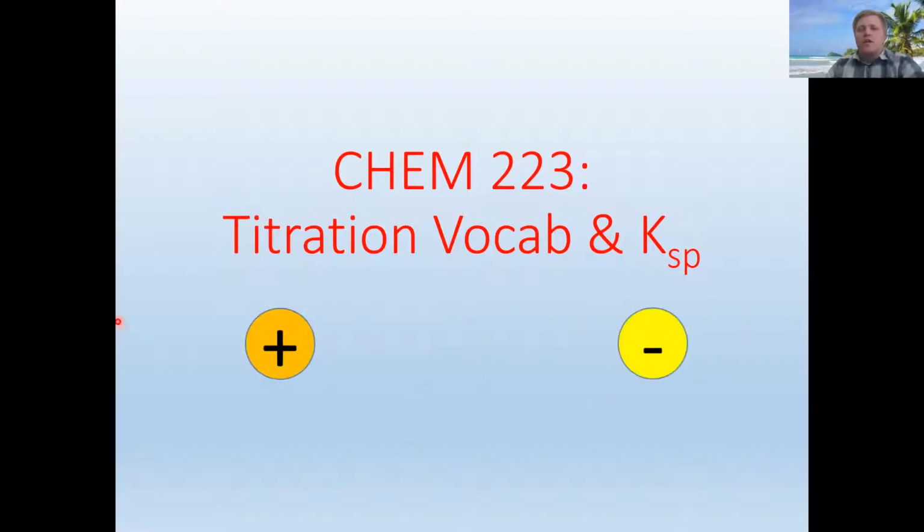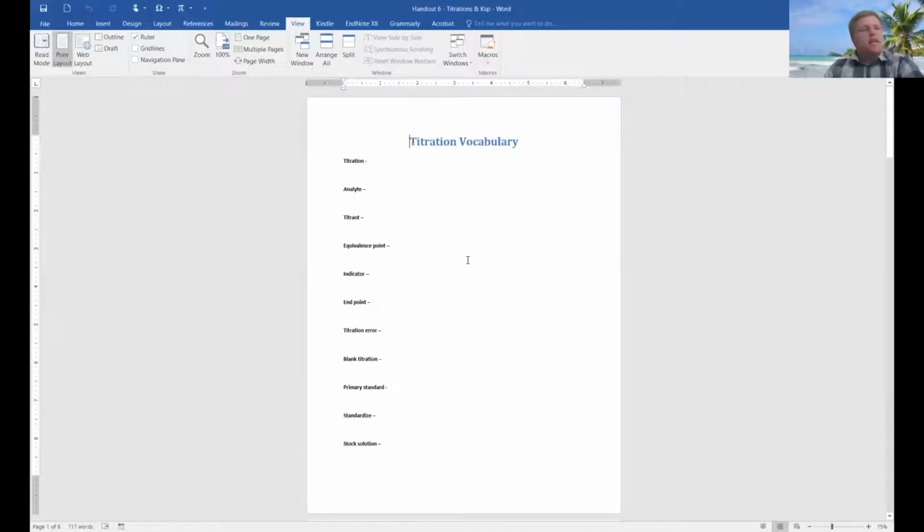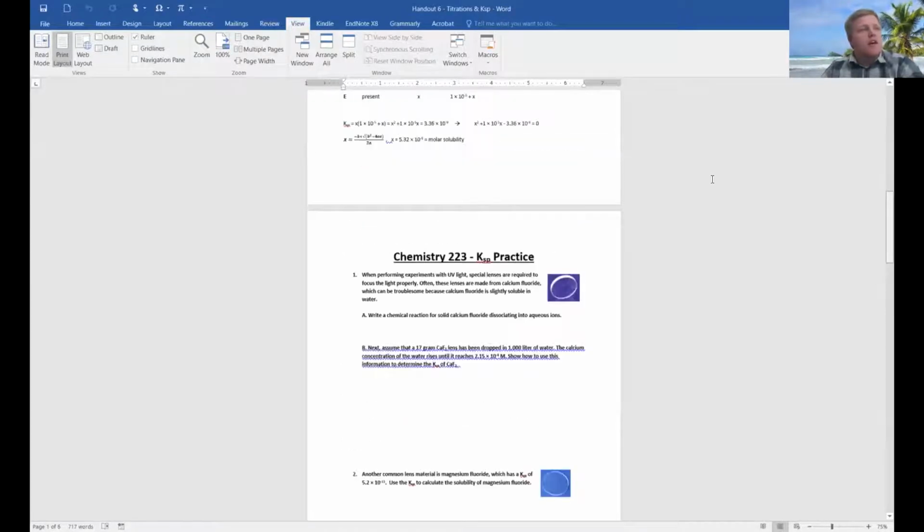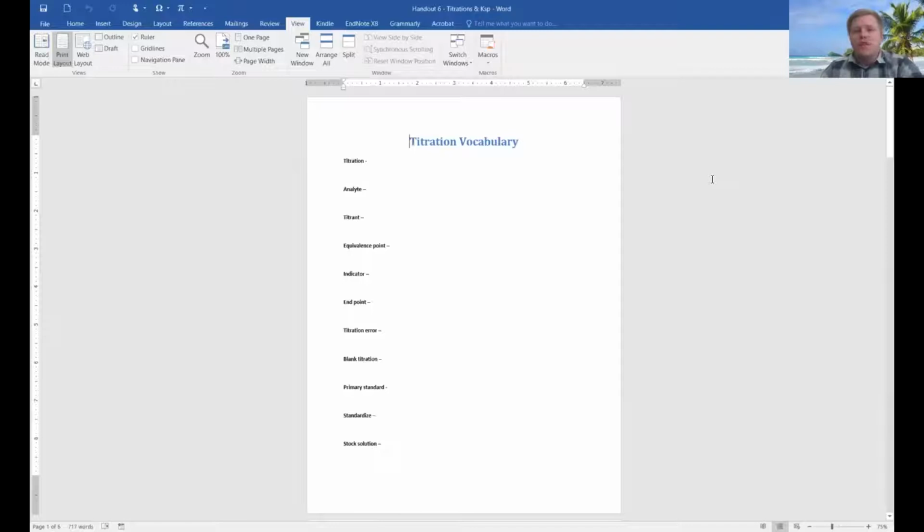For this lecture, what I typically do in my in-person class is I give out a handout, and I will show you that handout right now. The handout just looks like this, and on the first page of the handout is just a bunch of titration vocabulary words. We will be going through these vocabulary words, and what I want you to do is print out this handout. So the handout is a total of 6 pages. You can print it on both sides, so front and back.